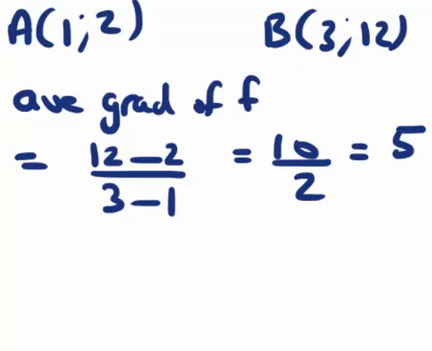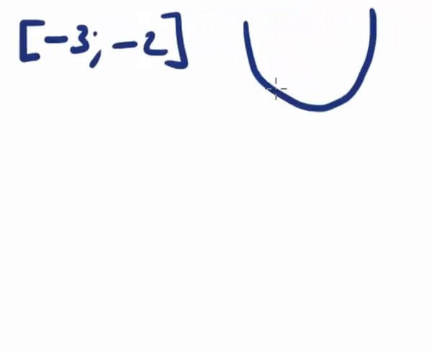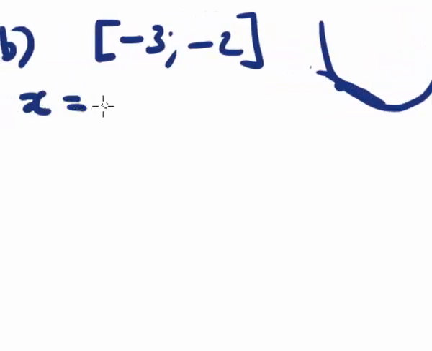So that's 10 over 2, which of course is 5. Now sometimes they might ask for the average gradient over an interval. So they'll say to you, over this interval, from -3 to -2, work out the average gradient. Whatever the parabola is doing, it looks something like that. You've got two x values, -3 and -2, and you want to work out the average gradient joining those 2 points. So we take the first one, x is -3, and we work out f(-3).